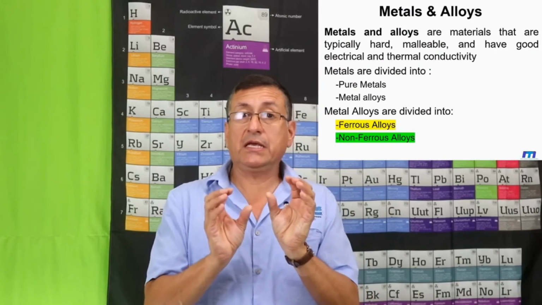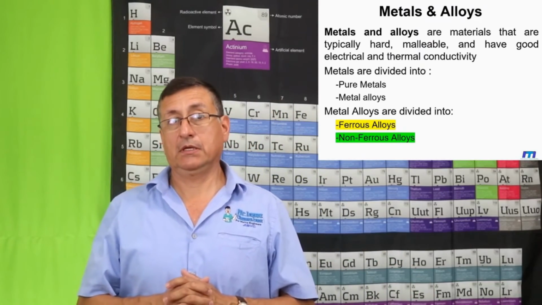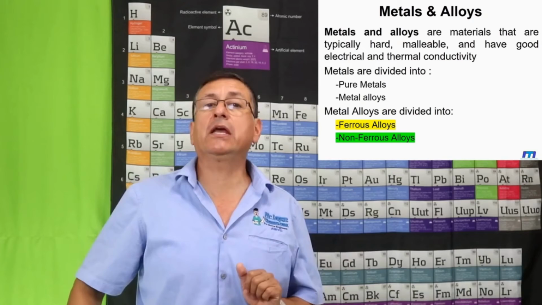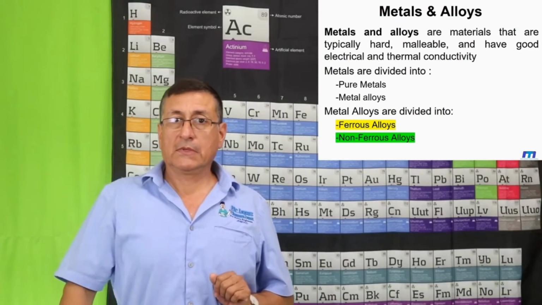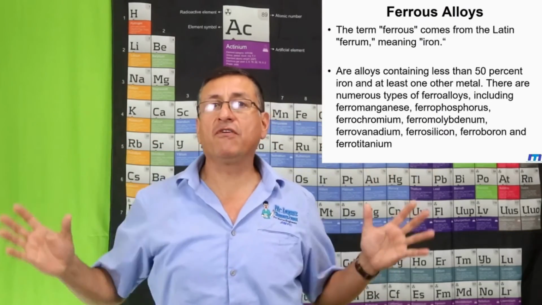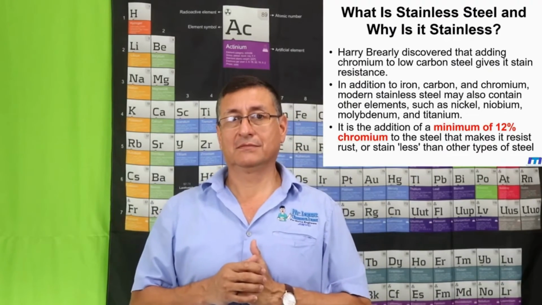But let me explain something about the alloys that we are going to study later in this chapter. The alloys are divided into ferrous alloys and non-ferrous alloys. The ferrous alloys are based on iron, and the non-ferrous alloys are based on other metals different than iron. There are a million alloys of iron, steel, stainless steel, but the most famous is stainless steel.